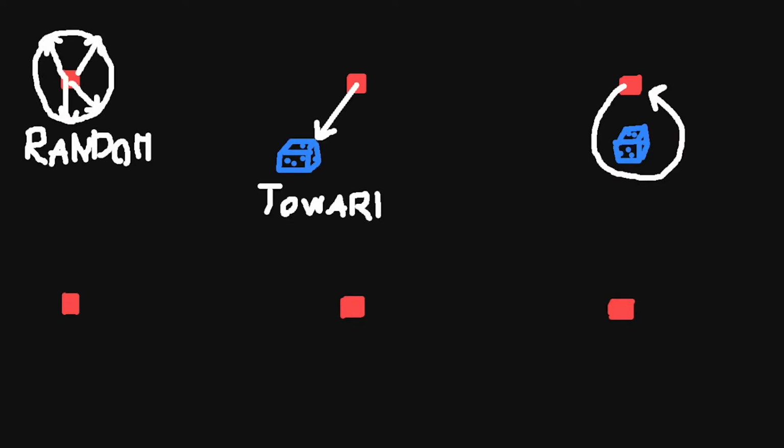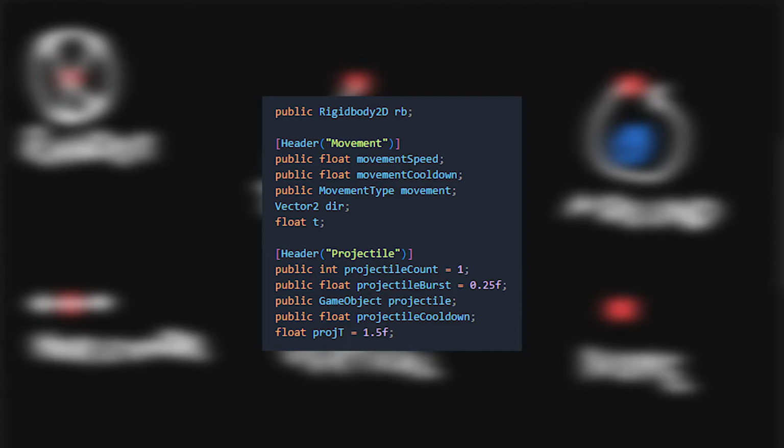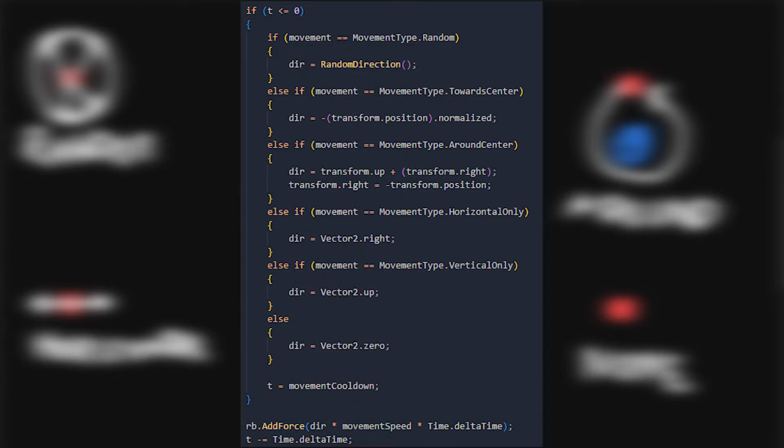Enemies have 6 patterns in which they can move in. This includes moving randomly, towards and around the dice, moving horizontally or vertically, or just not moving at all. There are two variables which control the speed and time between changing directions. The way the enemy moves is with applying forces to a rigid body. Each movement pattern calculates the direction the enemy will move in.